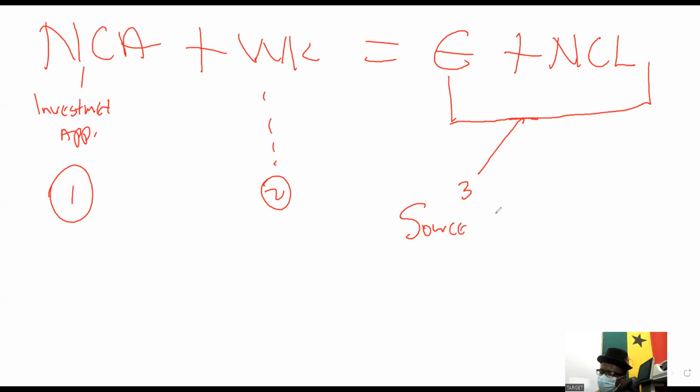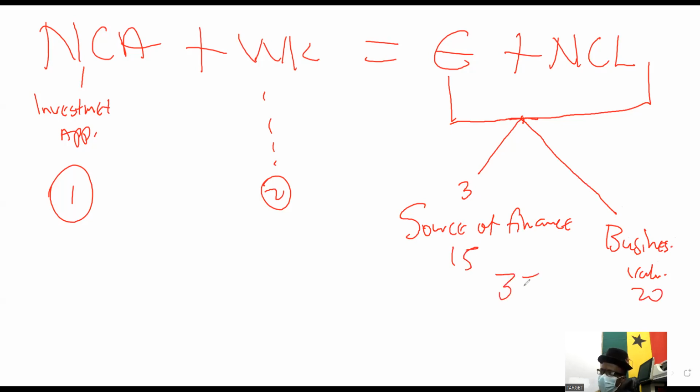A topic called sources of finance. And in the same place you can get what we call business valuation. This is 15 marks and this is 20 marks, making 35 marks. So issues about equity and non-current liability on the balance sheet are 35 marks in financial management.